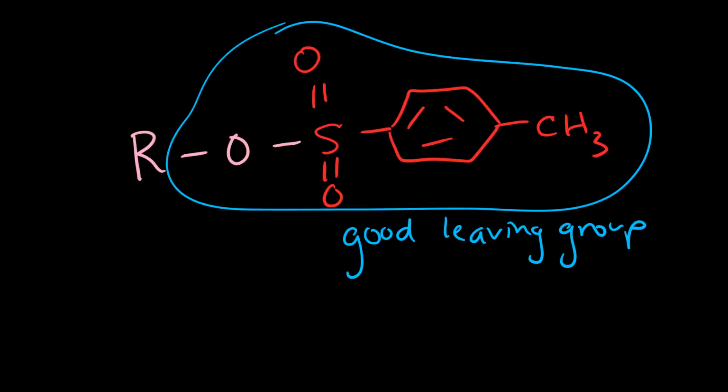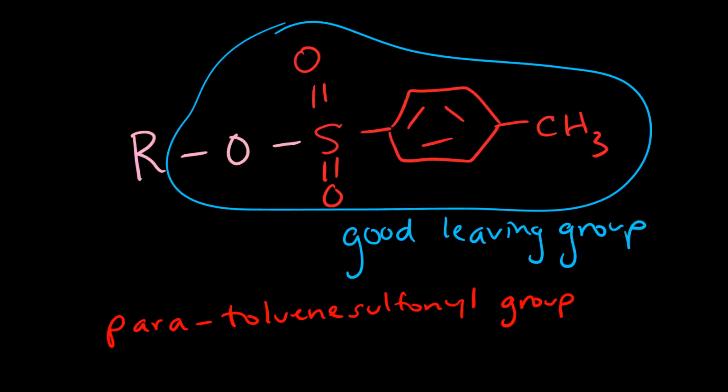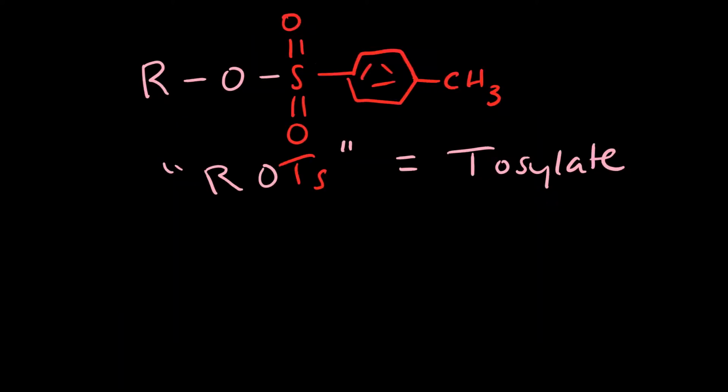Another really good leaving group is outlined in blue here. And the part that is in red is called para-toluenesulfonyl, or oftentimes abbreviated to just a tosyl group. And it's oftentimes abbreviated even further to just RO, and then TS will represent the tosyl group. We call this type of structure a tosylate.